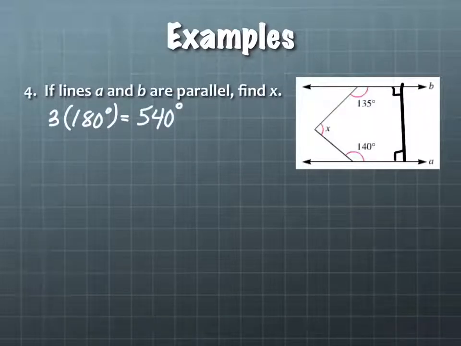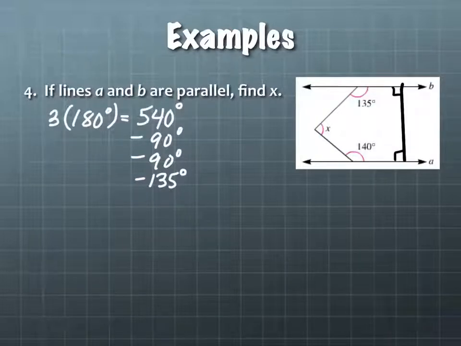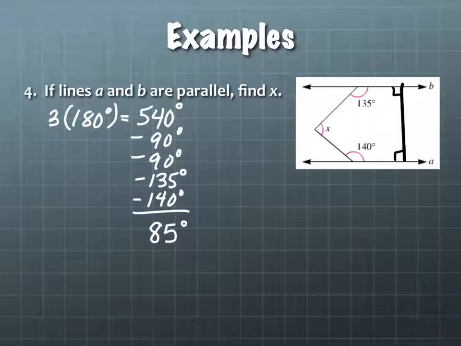How can I find out what angle X is? Subtract. What do I need to subtract? Okay, I've got 2 90s that I created. What else do I have? A 135 that's given, and a 140 that's given. So if I take 540 and I subtract off all those pieces, what do I have left over? 85 is right. Well done. It's 85 degrees.